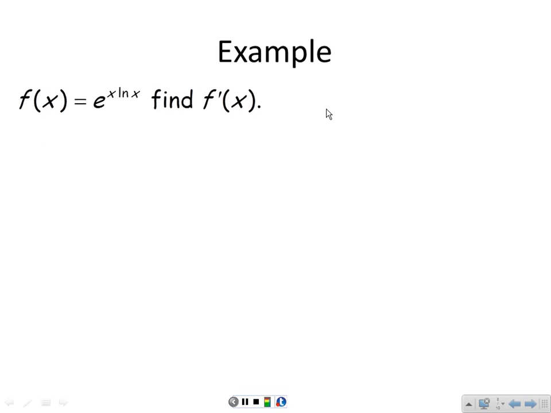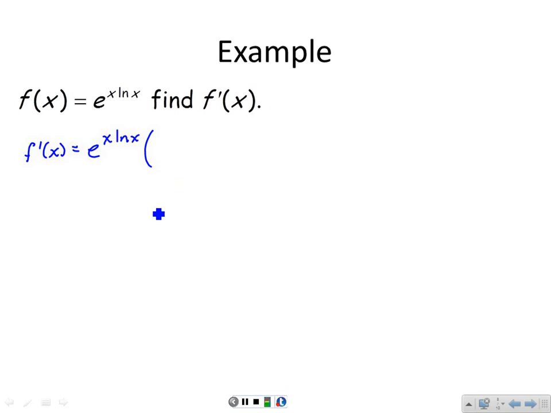So this one says find the derivative of e^(x ln x). And so our derivative is going to be, the derivative of e^u is e^u times the derivative of u. Now, our exponent here is actually a product. We have x times ln x, so we're going to have to use the product rule in here.